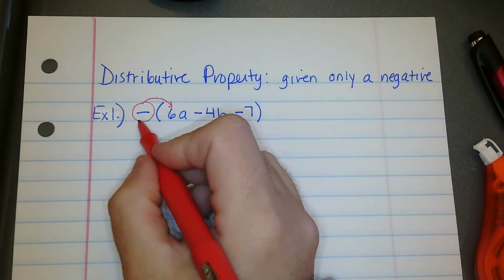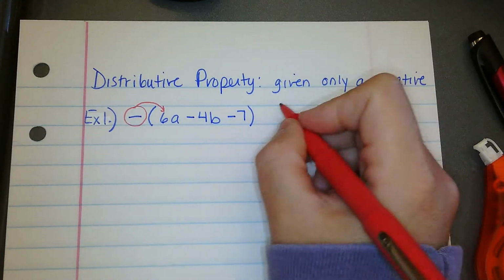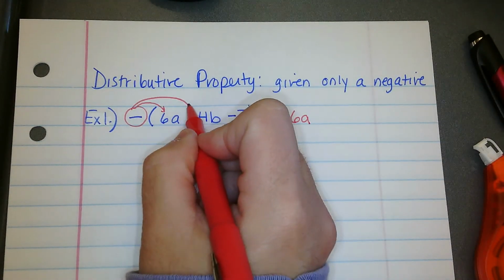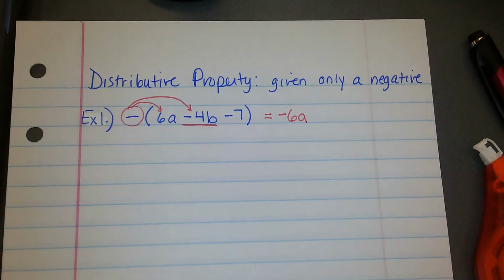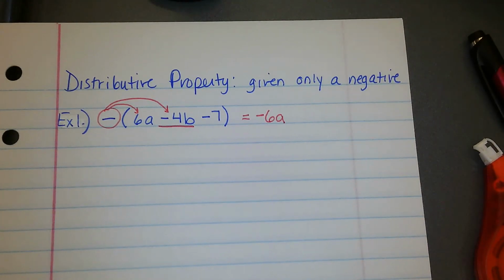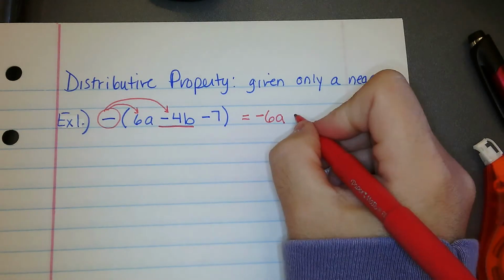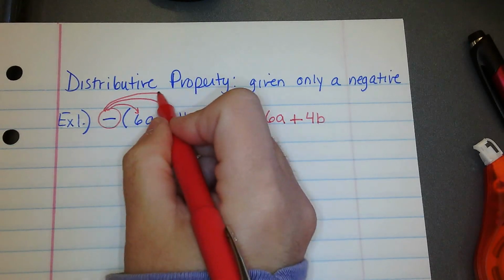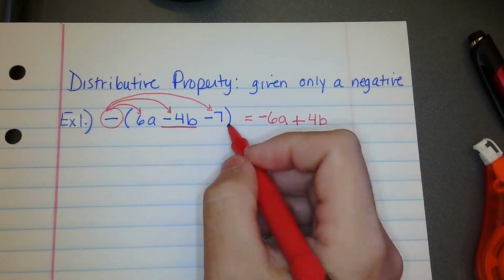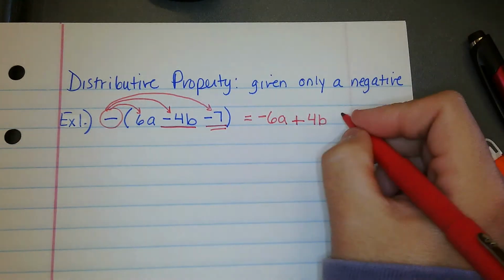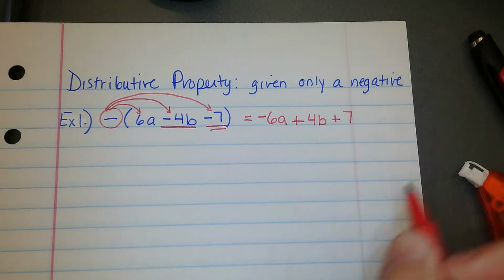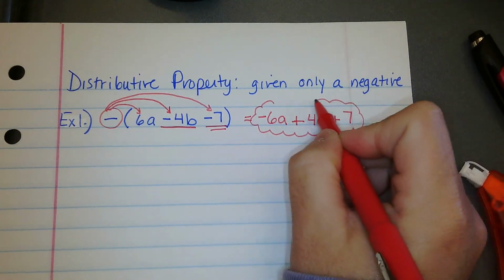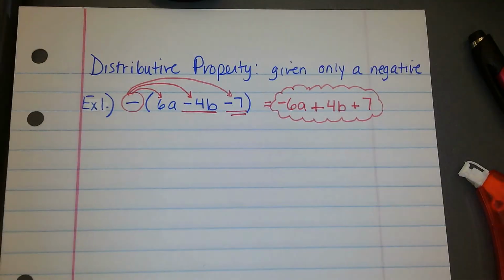So check this out. This is a negative times 6a. That's going to give us a negative 6a. This is a negative times a negative, and a negative times a negative is a positive. So you're going to flip it from a negative to a positive. So it's going to be a plus 4b. And then a negative times a negative 7 makes a positive 7. And that's your final answer. When you're distributing a negative, all things on the inside get opposite signs.